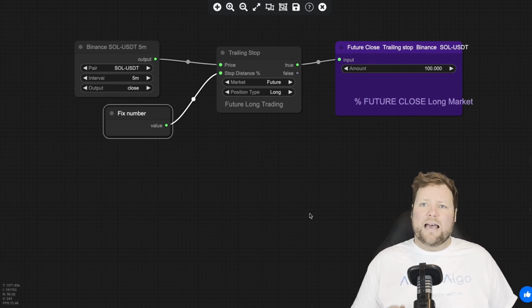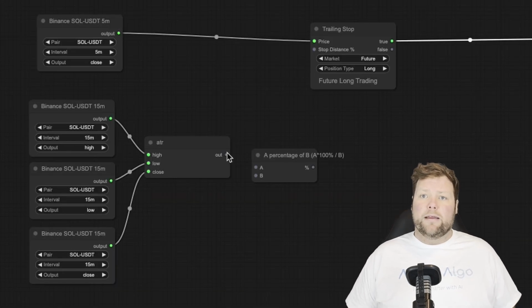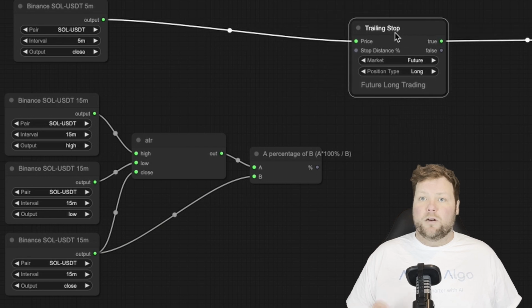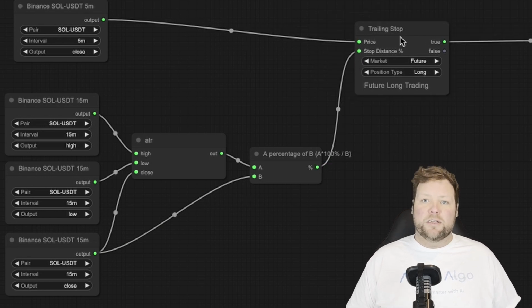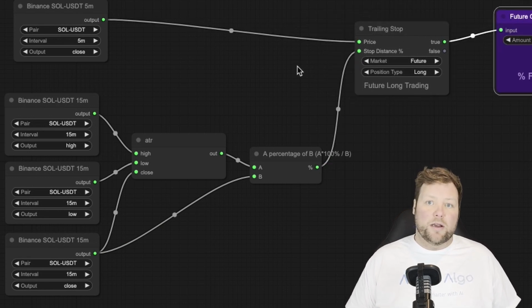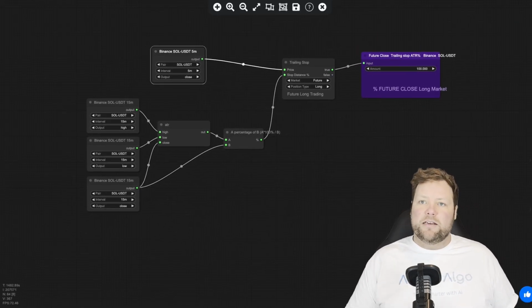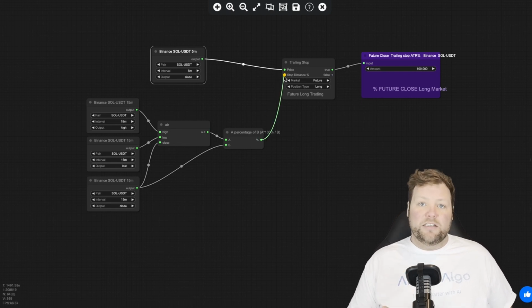There are different ways to add that flexibility, and one way is to vary the stop distance with the volatility. For example here, I'm going to use the average true range, or ATR, as my measure of volatility. This means that the stop distance will naturally widen during fast markets and tighten during slow ones. First, I'm going to add the ATR block and feed in the high, low and closing prices. I'm then going to work out the ATR as a percentage of the overall price using this percentage block.